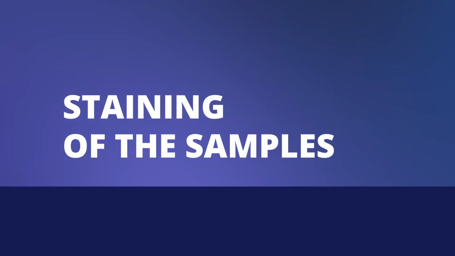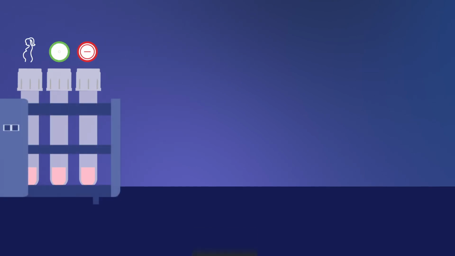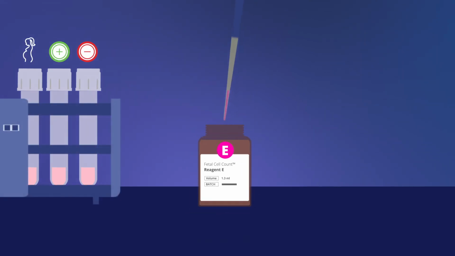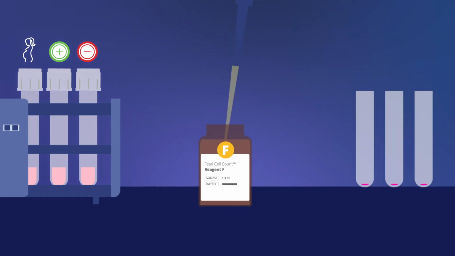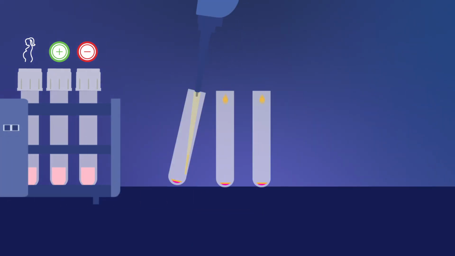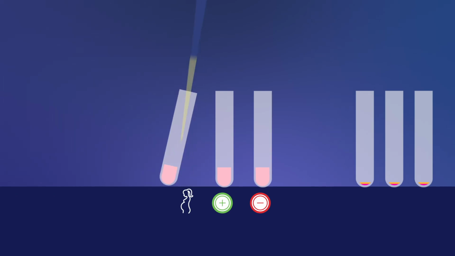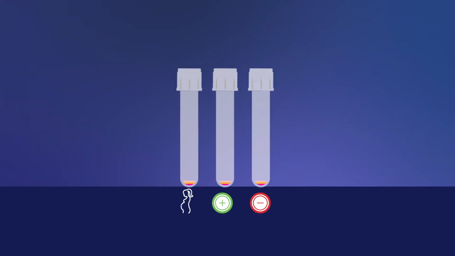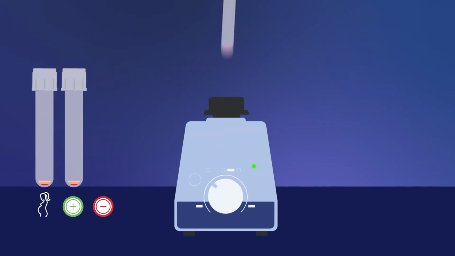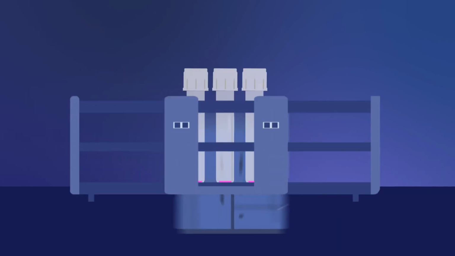Staining of the samples. Add 50 microliters of reagent E and 50 microliters of reagent F, the two antibodies, and 50 microliters of cell suspension to a tube and mix well. Incubate the mixture for 15 minutes in the dark.